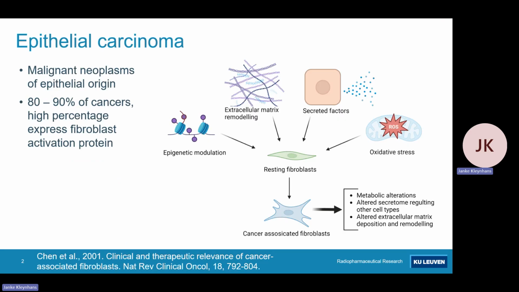So FAPi is expressed in malignant neoplasms of epithelial origin, and this is quite a high percentage of these cancers that express these activated fibroblasts as part of the pathological process. So this is a really good target for what we want to do. Resting fibroblasts are activated by epigenetic modulations, remodeling of the extracellular matrix, the secretion of certain factors, as well as oxidative stress.